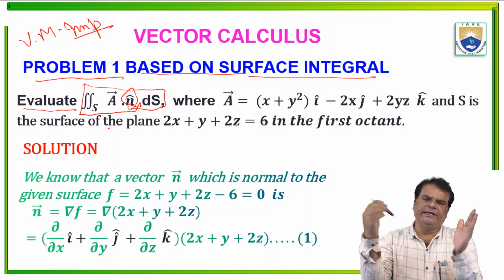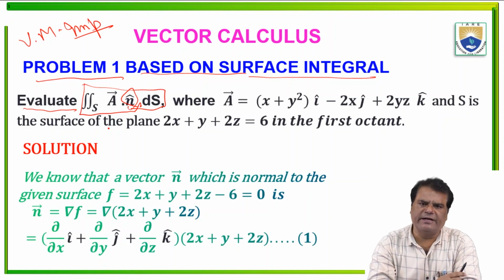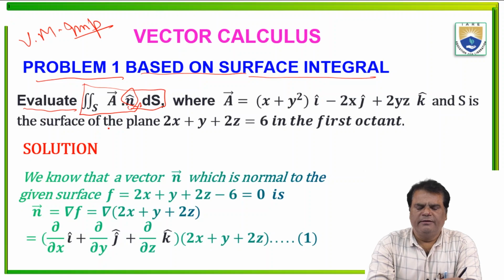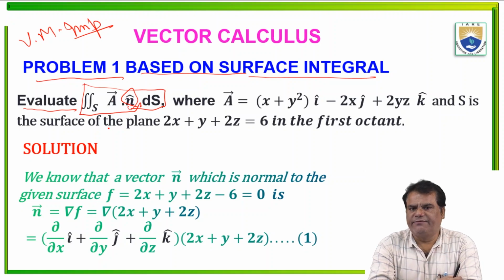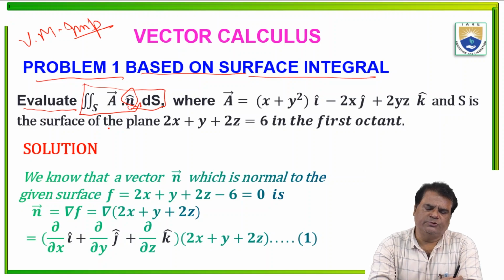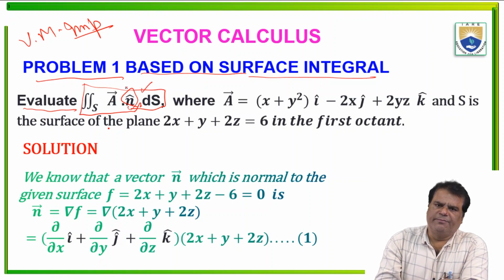Whatever type of surface it is, the unit normal vector is perpendicular to it. The direction of the unit normal vector changes with respect to the surface. If the surface is horizontal, then the unit normal is vertical. If the surface is inclined, then the unit normal vector is also inclined to the horizontal. So we want to calculate the value of this given integral in our problem, where A is a vector point function.